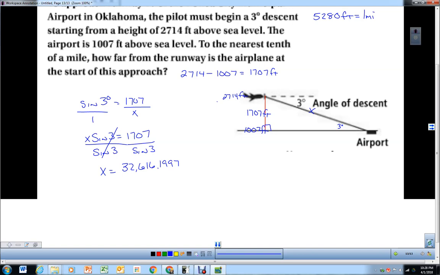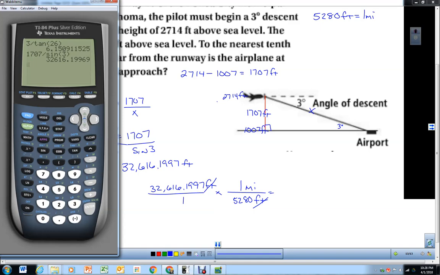So we're going to take our number here. This is going to be in feet. So 32,616.1997 feet over 1 times our unit conversion from feet to miles. So 1 mile is equal to 5,280 feet. And since our units are going to cancel here, we're basically going to be taking 32,616.1997 divided by 5,280. So since we have this in the calculator already, we're going to say divided by 5,280 feet.